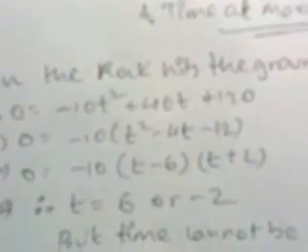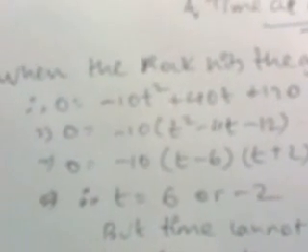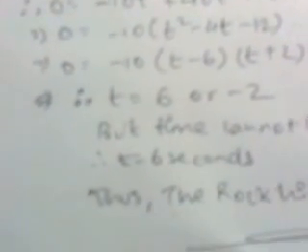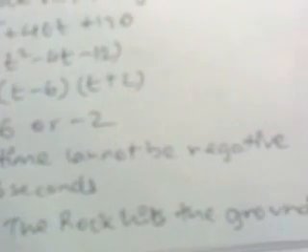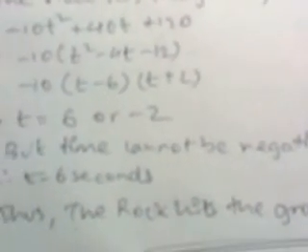The third part, part C, which is when the rock hits the ground, is basically asking us for our x-intercept. So the rock will hit the ground when h equals 0. So we put h equals 0, and then we basically factor the entire quadratic equation, and we get t equals 6 or t equals -2. These are two possible solutions, but time cannot be negative. Time can only be positive. We never say -2 seconds, do we?